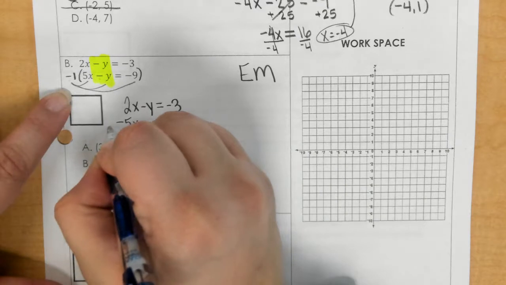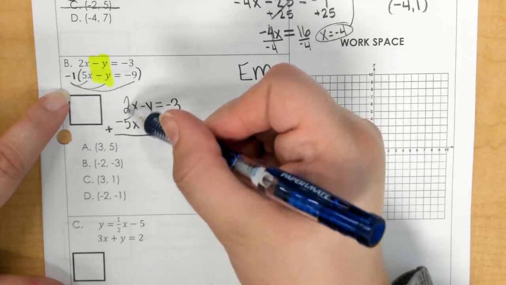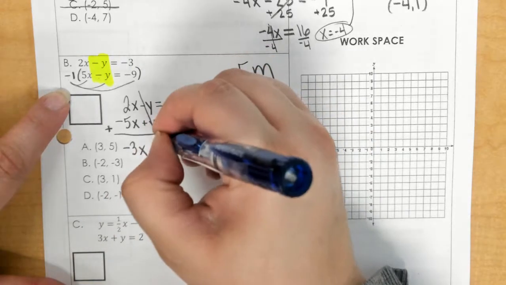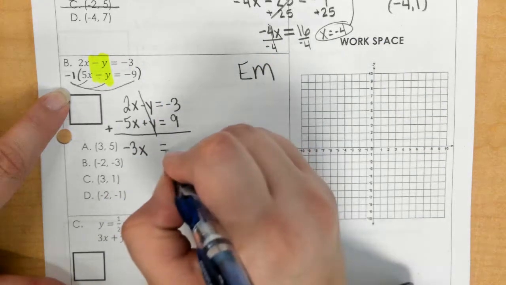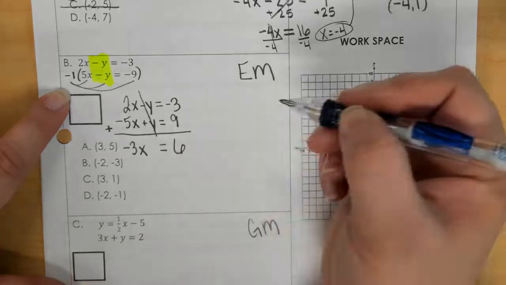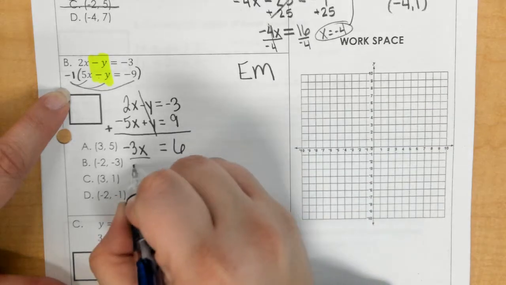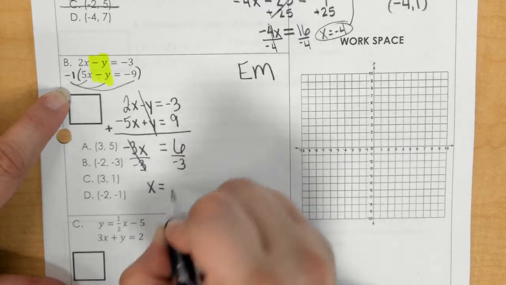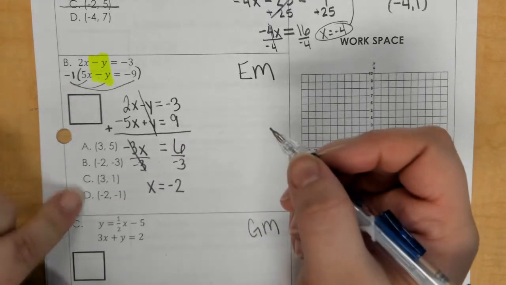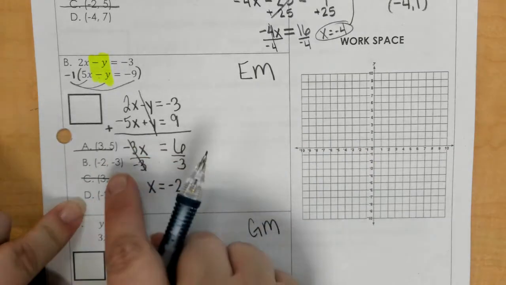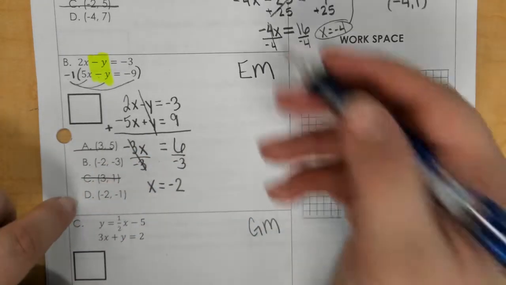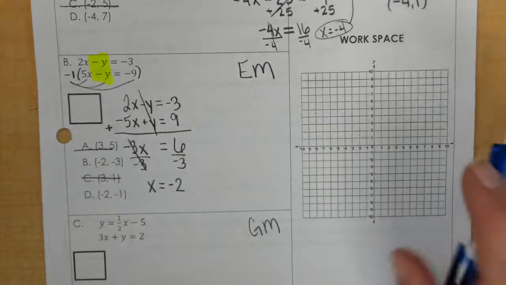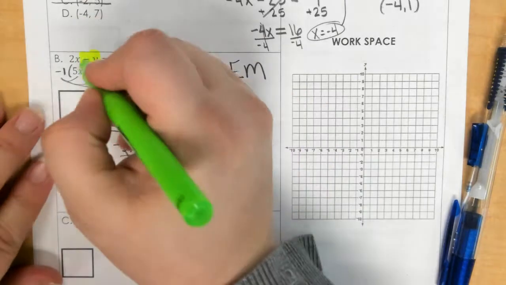And then I'm combining, so 2 minus 5x is a -3x. My y's eliminate. And then 9 minus 3 is 6. So I need to divide by -3. And x is -2. So again, we either have B or D. So then I need to pick one of these equations to plug -2 into, and I think we should pick the top equation.